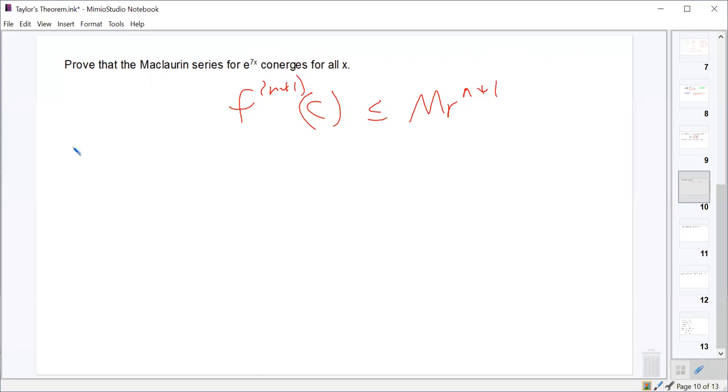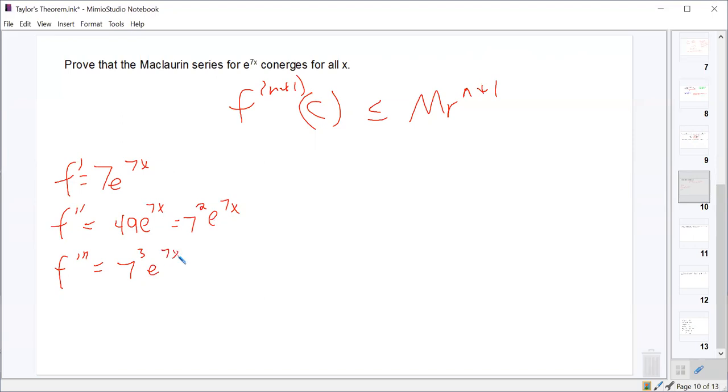And so what do the derivatives of e to the 7x look like? The first derivative is what? 7e to the power of 7x. Okay, and the second derivative is? What's the second derivative? Yeah, 49 e to the 7x. And the third derivative? Well, let's see. This is 7 squared e to the 7x, right? And this is 7 cubed e to the 7x, isn't it?